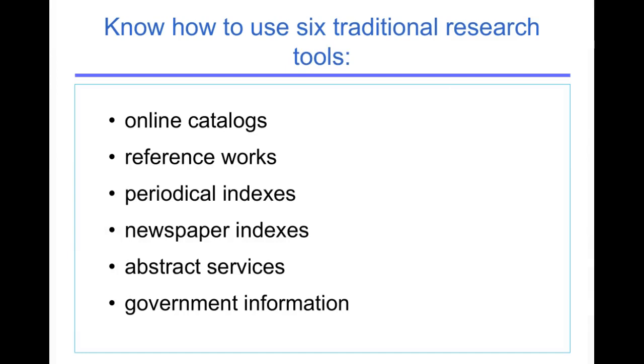There are lots of traditional tools to use. There are online catalogs, reference works, periodical indexes, newspaper indexes, abstract services, and government information. These are all traditional research formats, and you can use them through the library. You can certainly Google, but these are all available to you in online ways.